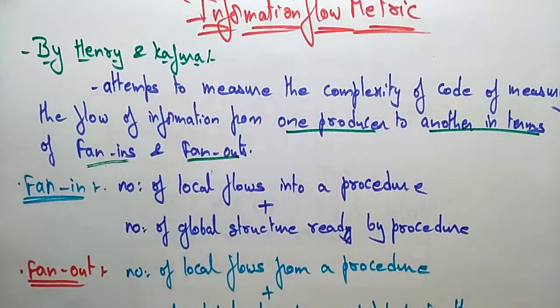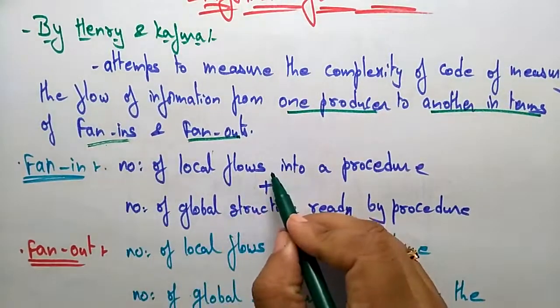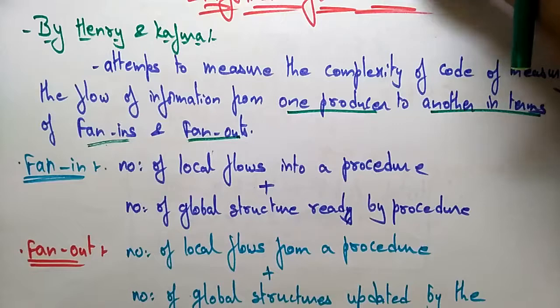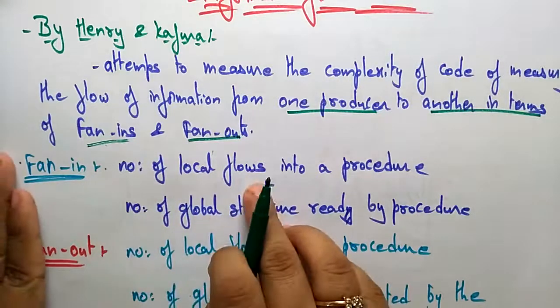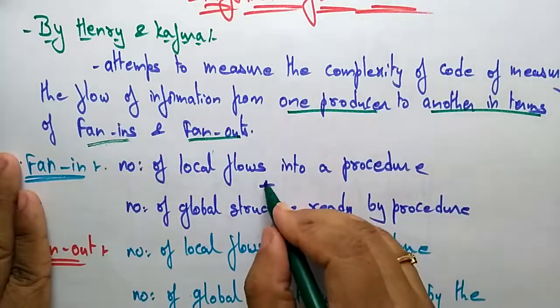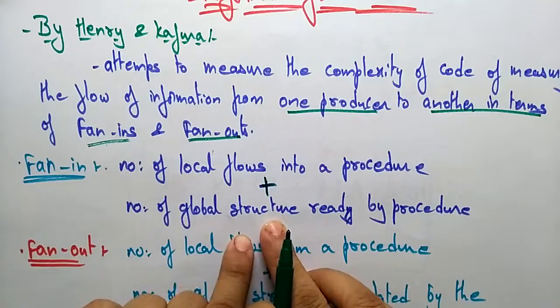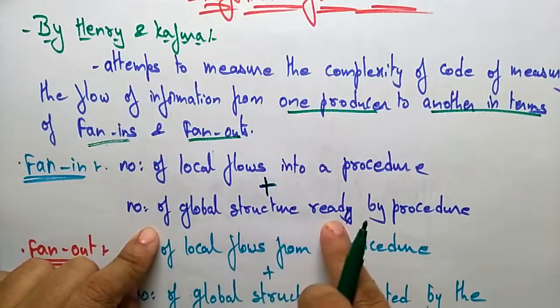So how are you going to calculate the fan-in? Fan-in means the number of local flows into a procedure. A message is passed if either a module invokes a second module and passes information to it, or the invoked module returns a result. So you calculate the number of local flows into a procedure plus the number of global structures read by the procedure, that is, when information flows from one module to another via a global data structure.